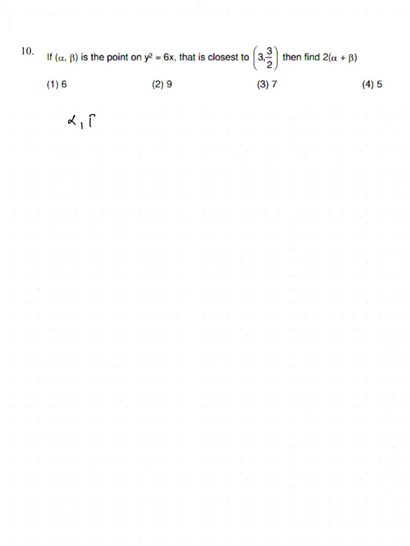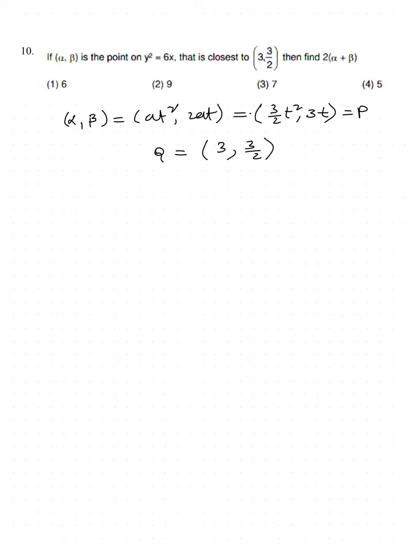See, we will take that point (alpha, beta) as (at square, 2at), because it is a parabola. In that parabola 4a is equal to 6, that's why a is equal to 3 by 2. So this is (3/2 t square, 3t). We will take this point as P, and the other point they have given is Q, which is (3, 3/2). Now we will find the distance PQ, and we take PQ square.